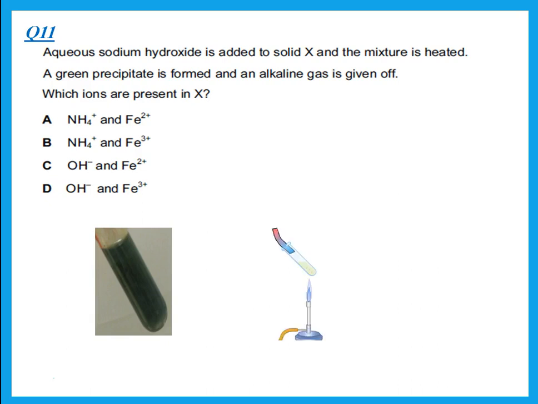Remember, this is a test for what? This is a test for ammonium. When I add sodium hydroxide and heat it, it should give me a gas that turns damp red litmus paper to blue, which is ammonia. So the mixture that I have here is actually a mixture of ammonium and iron 2 or Fe2+.